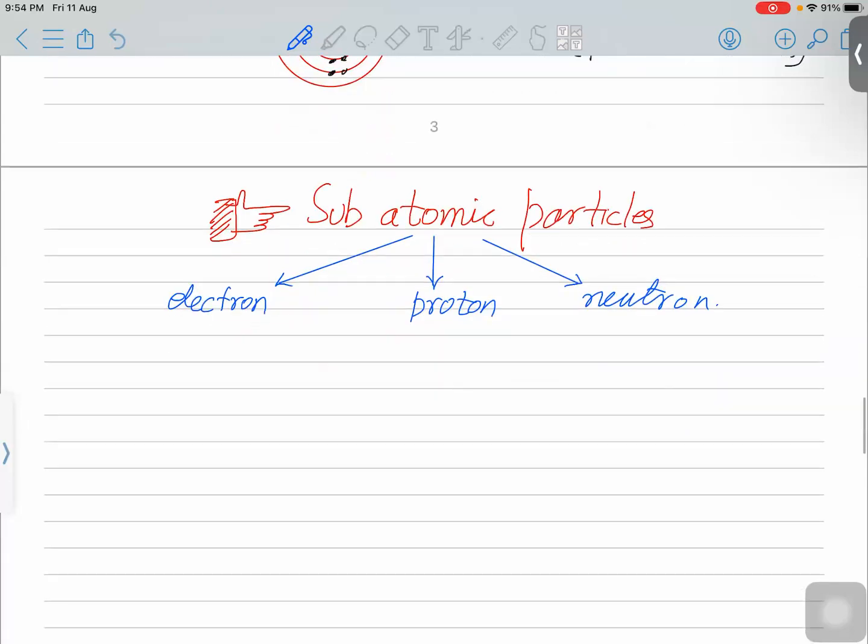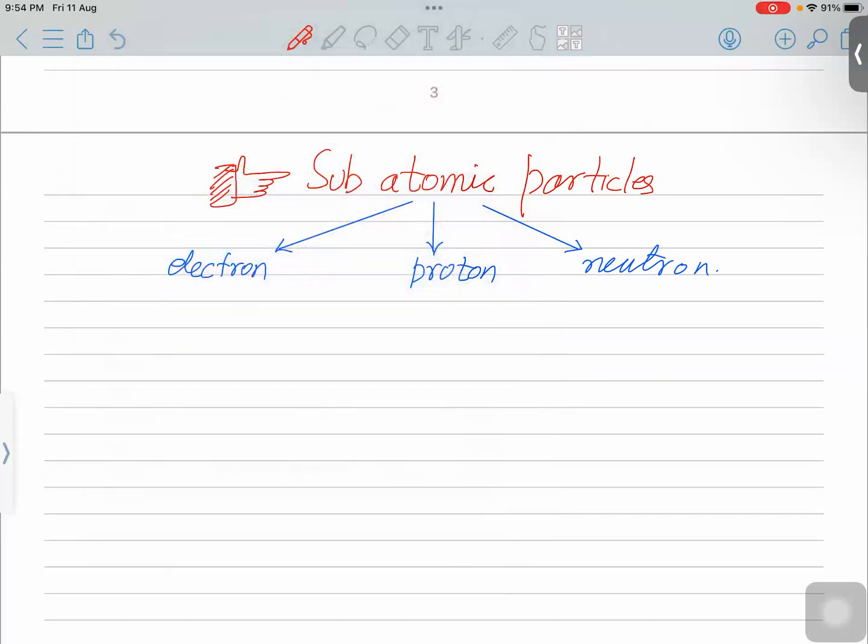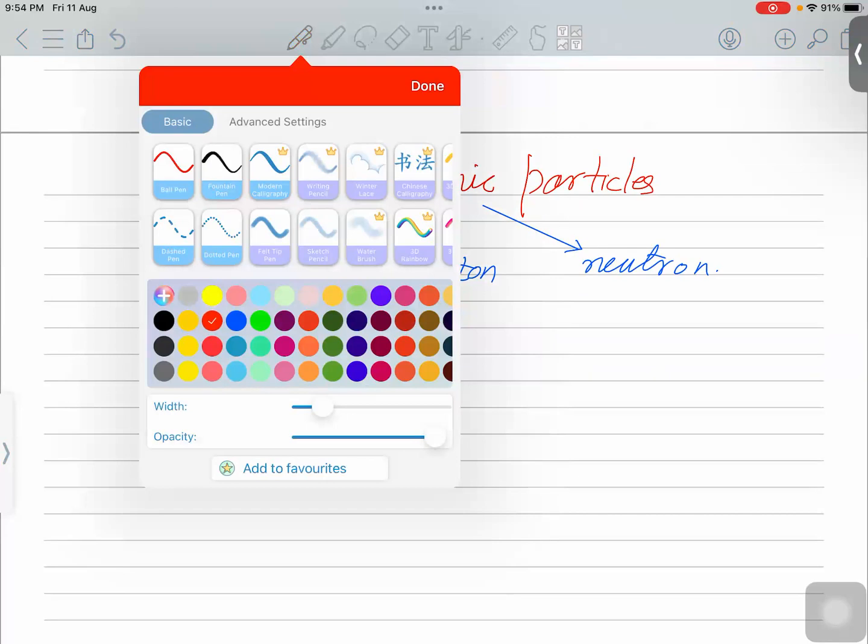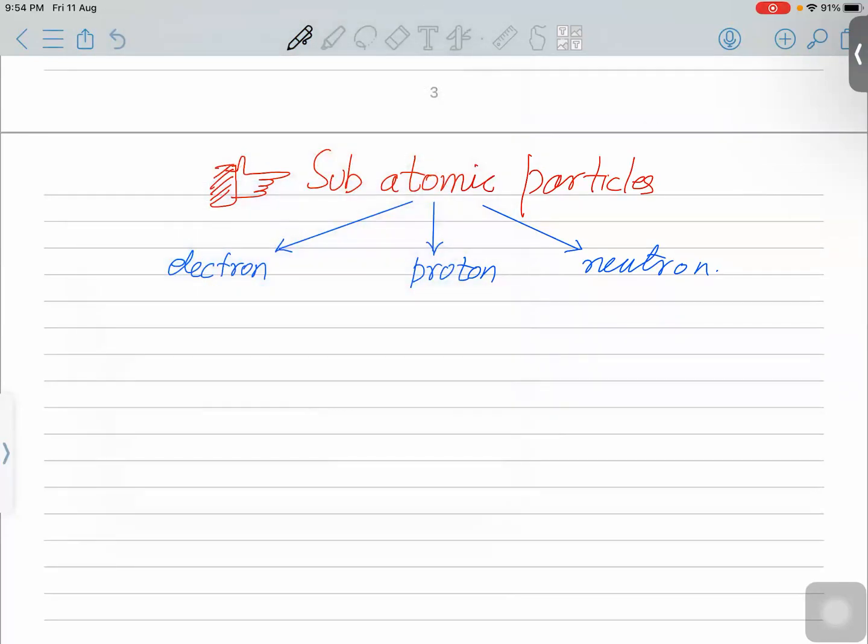Now, can you tell me the location of the electron, proton, and neutron? Sir, protons and neutrons are inside the nucleus, and electrons are located in the shells outside the nucleus. Proton lies in the nucleus, electrons move around the nucleus.